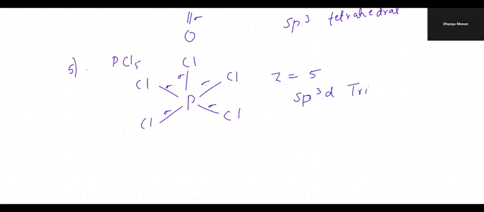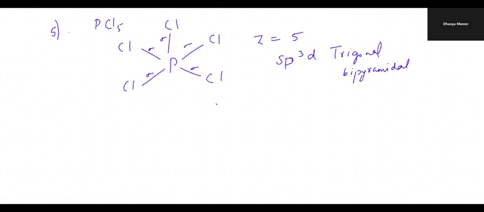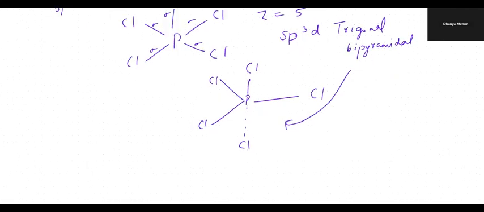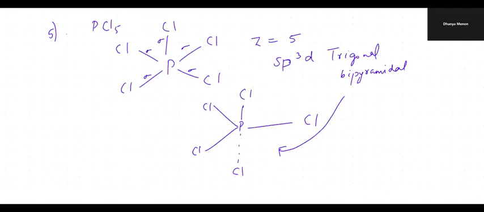The geometry is trigonal bipyramidal. Trigonal bipyramidal means 3 of them are in the same plane, with 1 above the plane and 1 below the plane. This is the structure, trigonal bipyramidal. I hope it is clear. So this is not the structure; this is only for knowing how many sigma bonds are there. Okay. Moving on further.